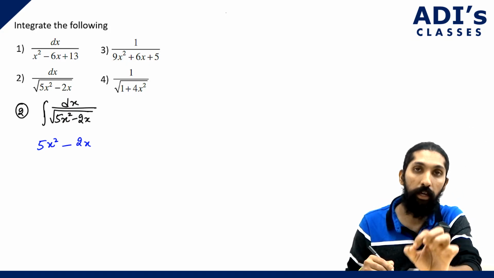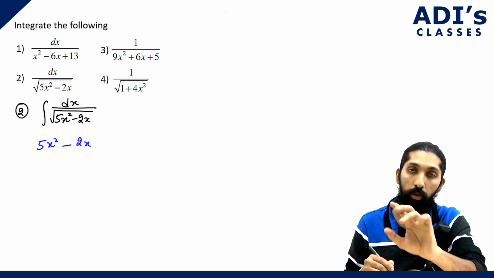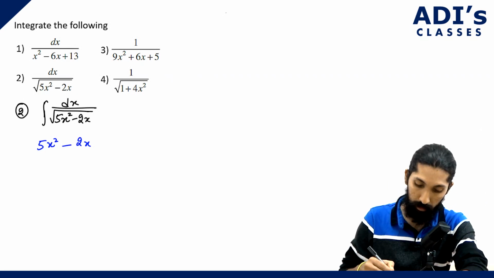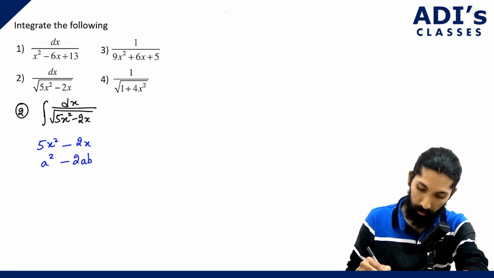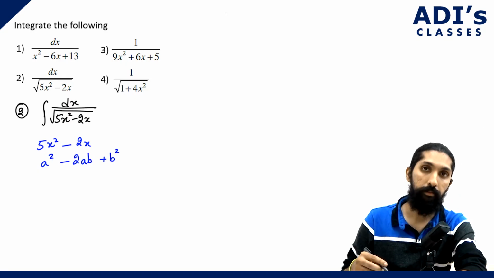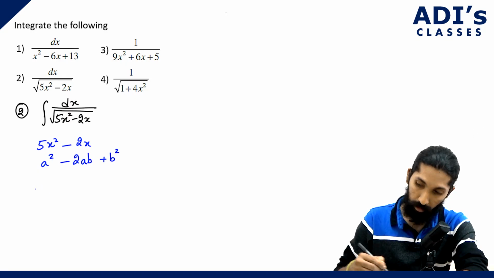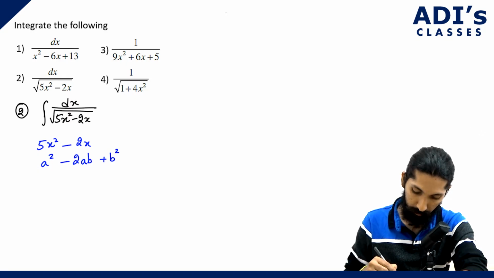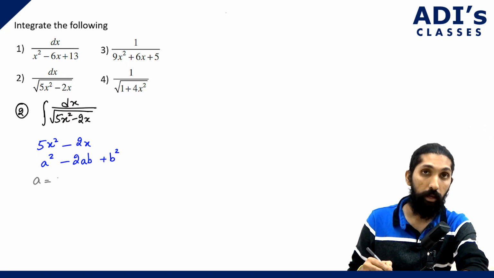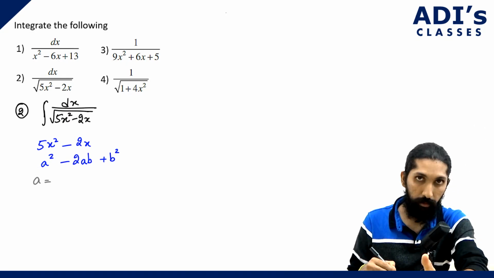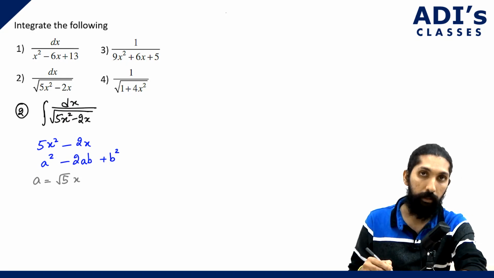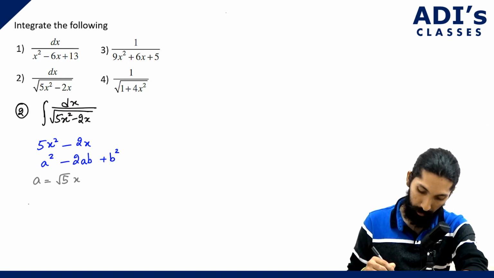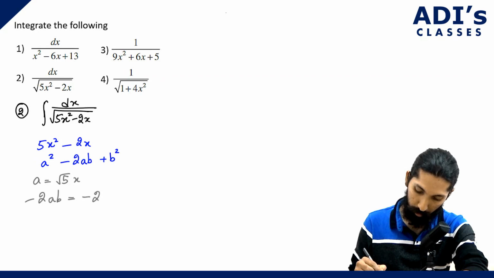Since there is a minus sign, it has to be what? a minus b whole square. Right? So let's equate. This is a square minus 2ab plus b square. Correct? Compare. So a square is 5x square, a value is going to become root 5 into x. Correct? Next, minus 2ab is minus 2x.